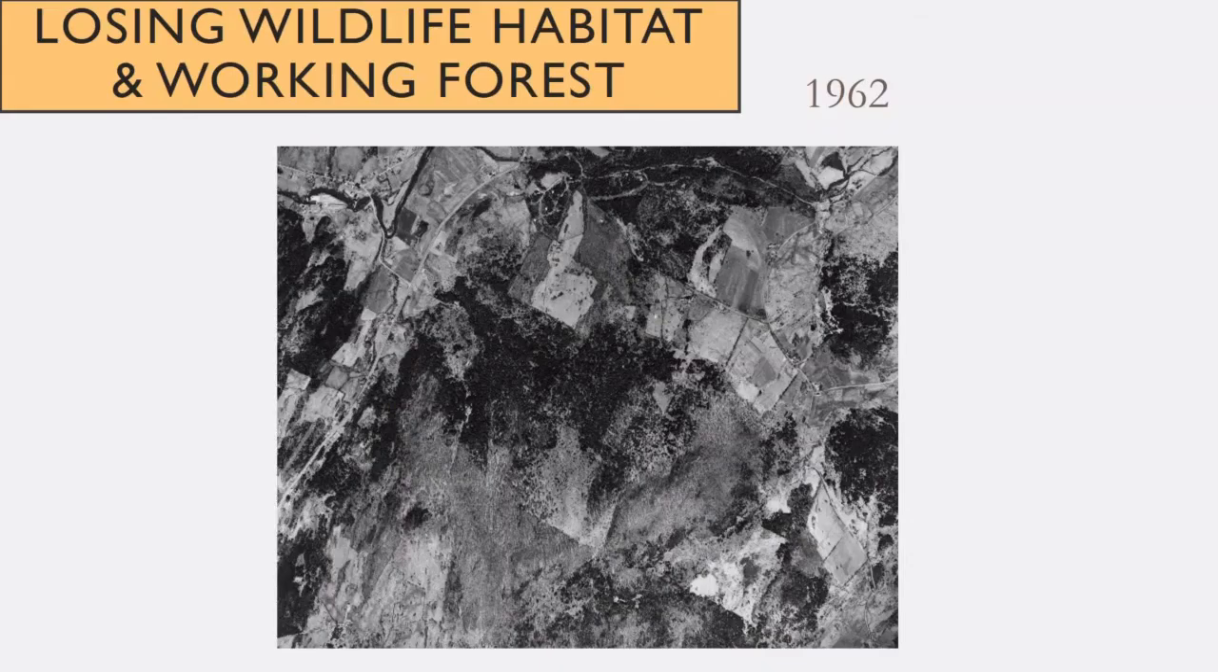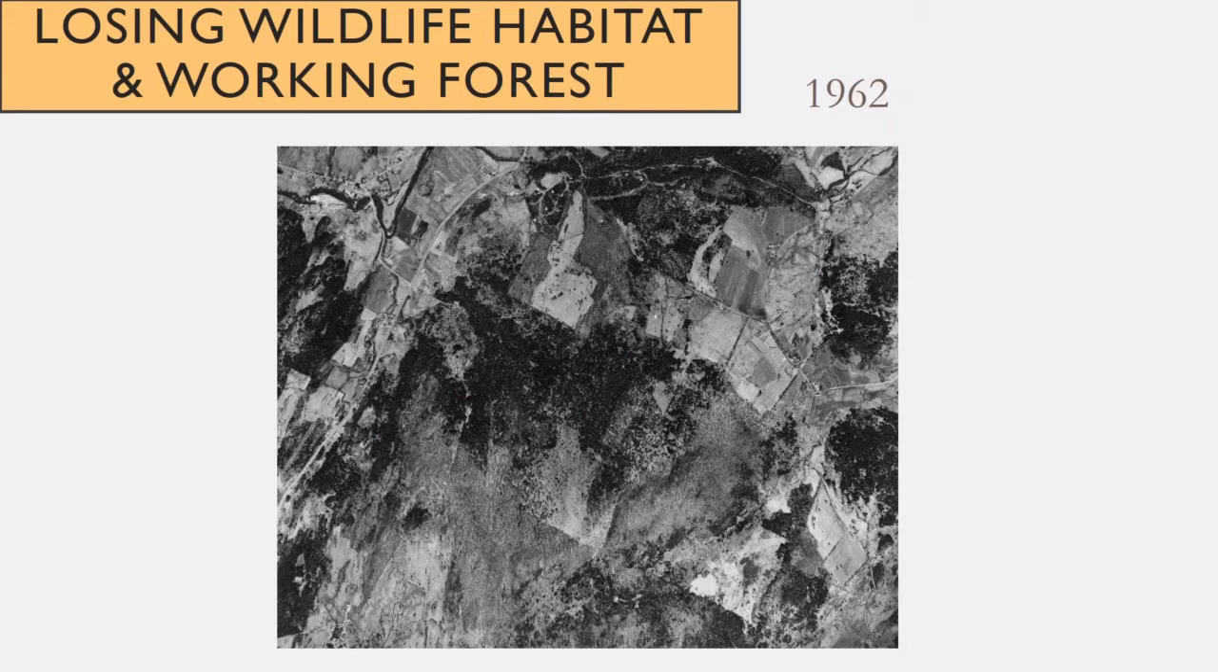Now, in looking at our forest health, there's one piece that they were looking at in particular, and it's a pattern that has been happening over the last several decades in Vermont. We're losing wildlife habitat and we're losing working forest. And this is what that loss looks like. I'm going to show you a series of aerial photos over the next few minutes. They happen to be of a location in Stowe, but the same pattern is happening in many communities throughout Vermont.